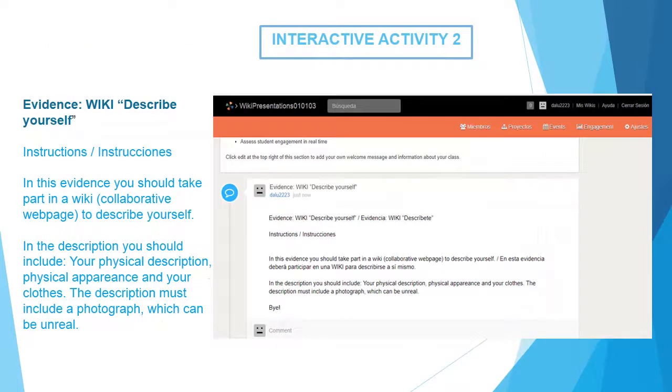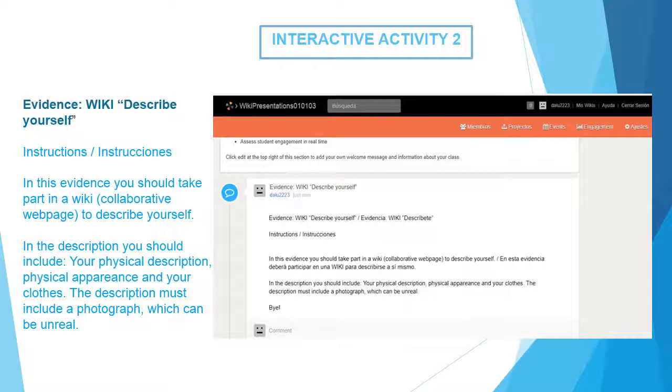For interactive activity 2, I propose a wiki to describe yourself. In this activity, you should take part in a wiki. Like I said before, this is a collaborative web page to describe yourself. In the description, you should include your physical appearance and your clothes.